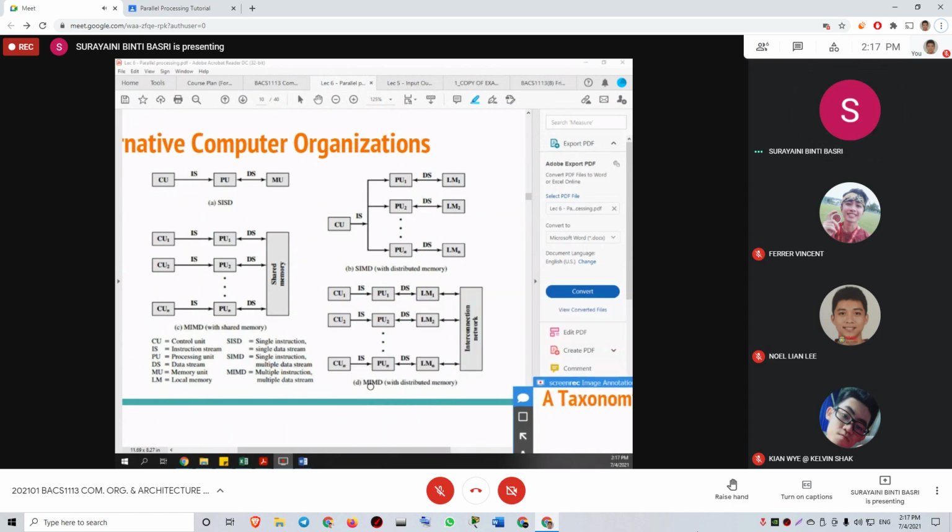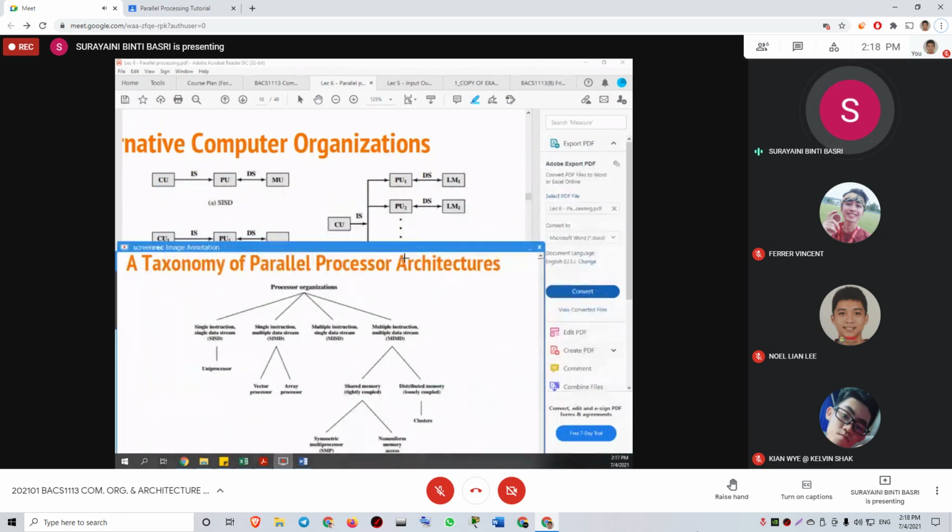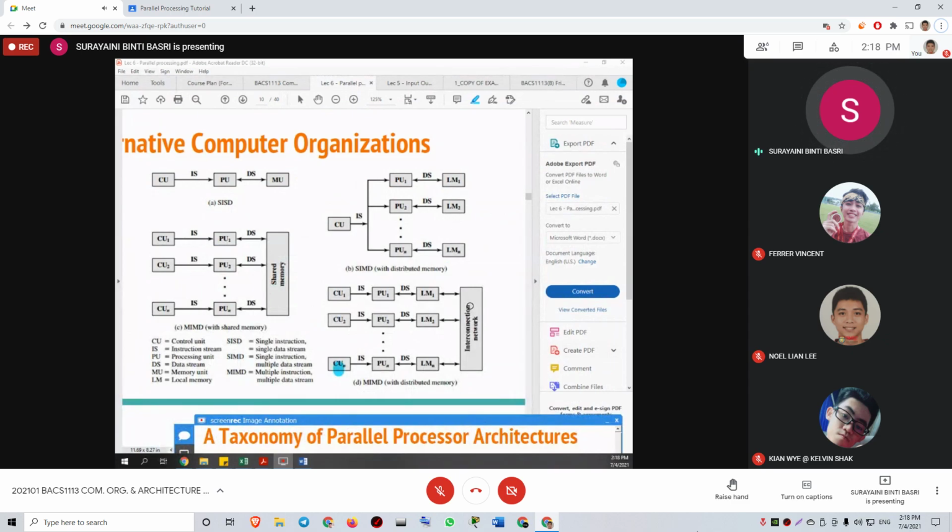This one is the example of the second type of MIMD, which uses a loosely coupled architecture. The difference between tightly coupled and loosely coupled is the memory. In the tightly coupled, it uses shared memory, but the second type, the loosely coupled, uses distributed memory, meaning each processing unit uses its own memory or RAM.